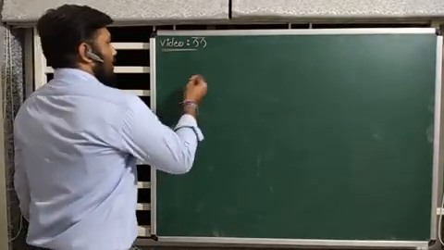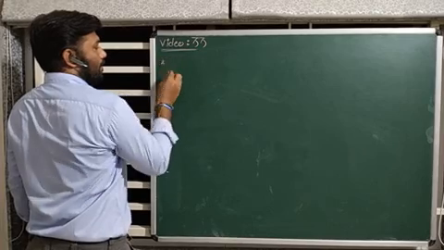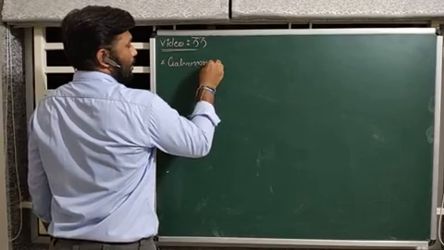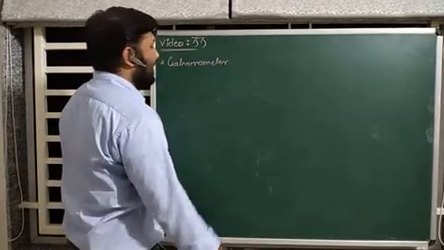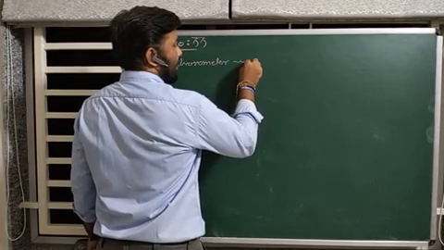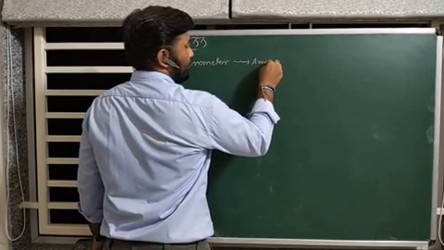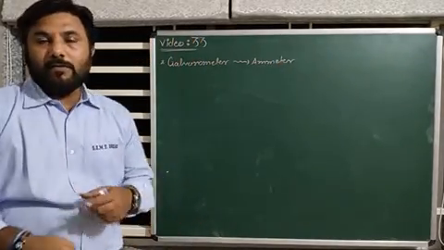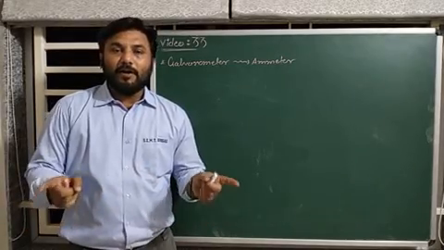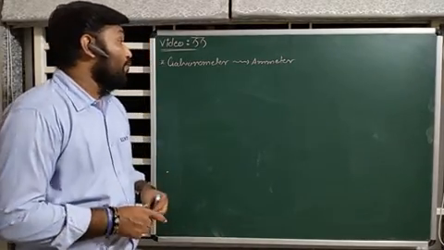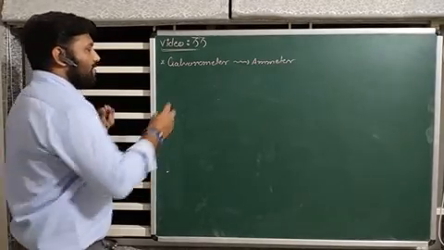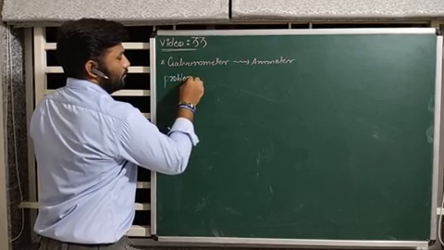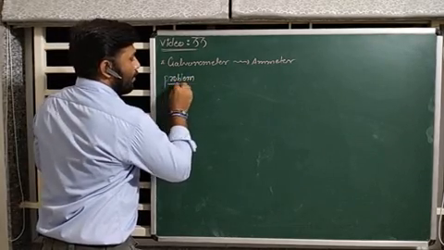First problem, that a galvanometer is converted into an ammeter. While we are converting that galvanometer into an ammeter, there are a few problems. Which are the problems? Let us see. Problem number 1.